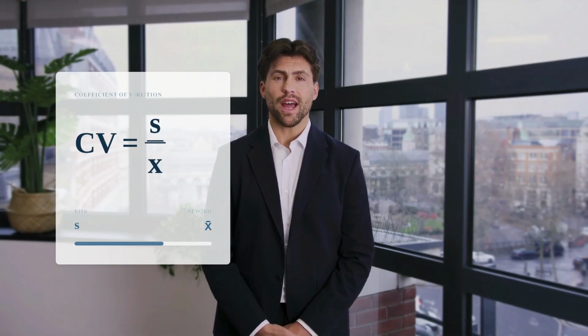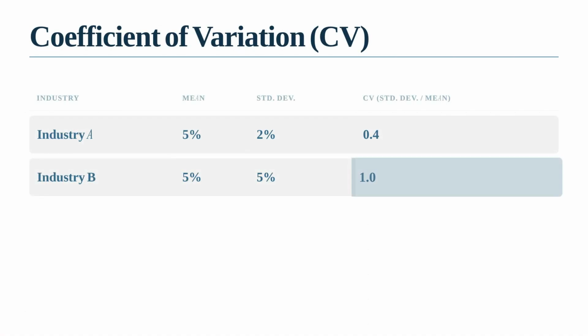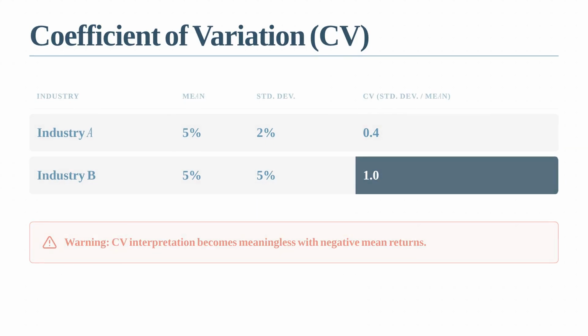The coefficient of variation compares standard deviation with the mean. It measures risk per unit of average return and has no units. A higher CV means more dispersion per unit of reward. Be careful when the mean is negative because the usual interpretation of CV becomes meaningless.